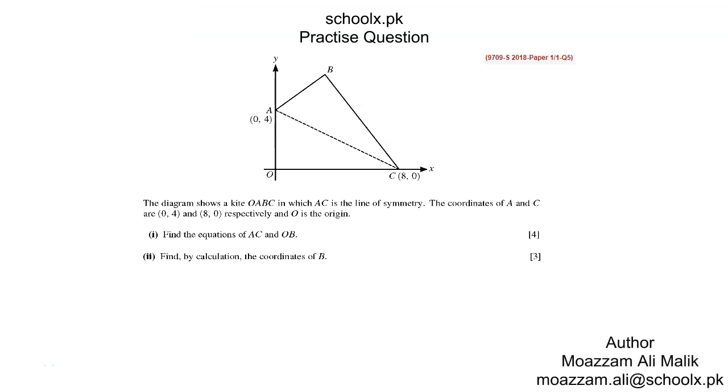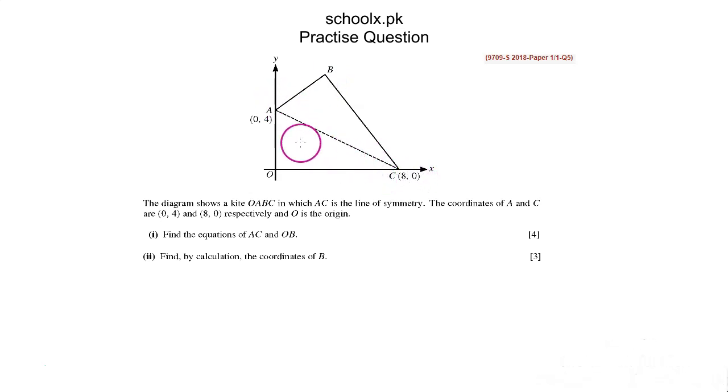In this question, it says that the diagram shows a kite OABC in which AC is a line of symmetry. This means that O is a reflection of the point B, and AC is acting as the middle line. So B is as far beyond the middle line as O is in front of the middle line.